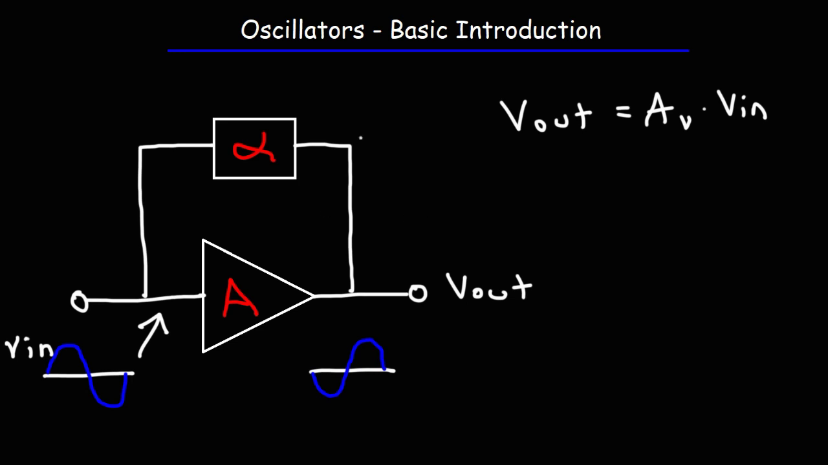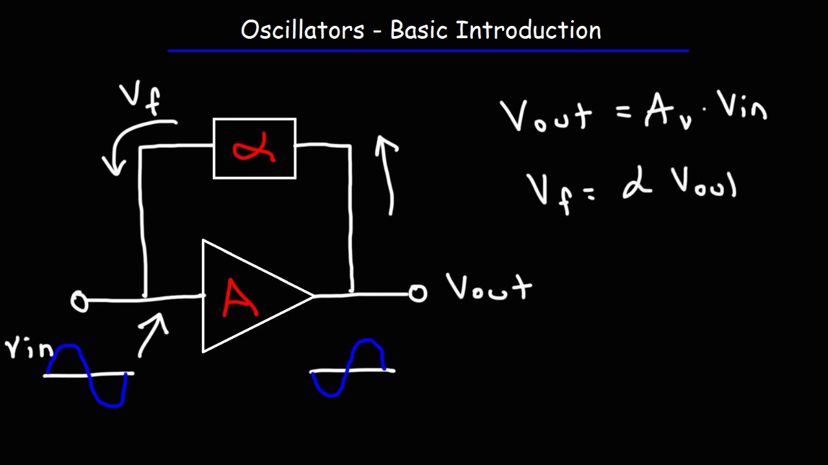Now, the feedback network is an attenuation network. It reduces the voltage going from the output back into the input. So alpha is the attenuation factor. So as some of the energy goes back to the input, we get a voltage called VF here. VF is equal to the attenuation factor times the output voltage.